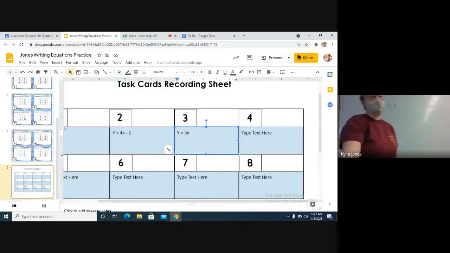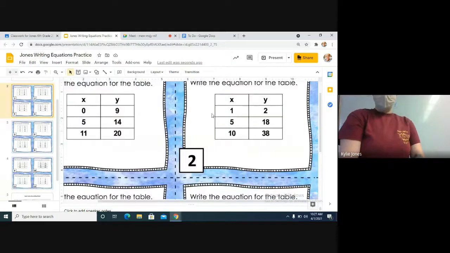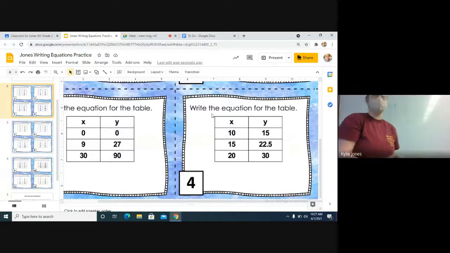All right, I'm going to go look at our last one. Okay, this is a fun one. Not really. So 10, 15, and then we've got 15, 22 and a half. We have a decimal thrown in here. That doesn't make it very fun. 20 and 30. So now we need to figure out how we're getting to these numbers.